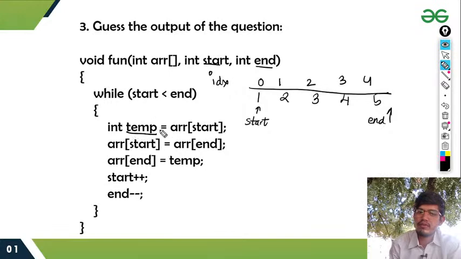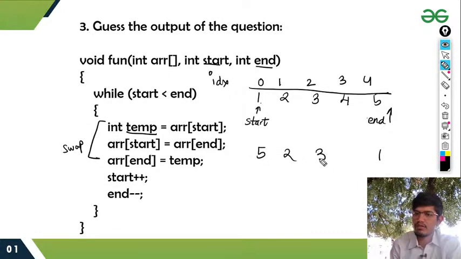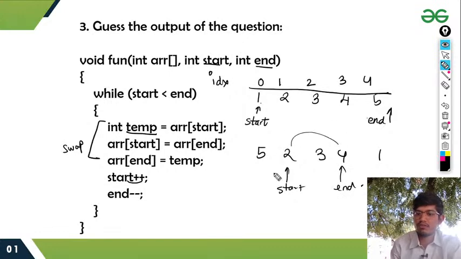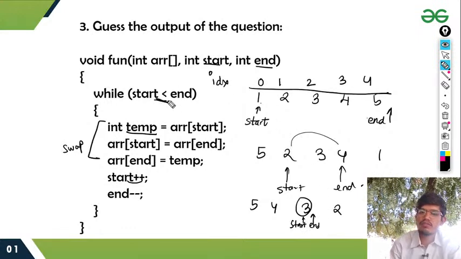Here you can see we are just using this swap function. This is basically swapping. So this will be swapped with this, 5 will come here, 1 will keep coming here, and start will be increased, so start will be pointing here, end will be decreased, so end will be decreasing here. Now again this whole thing will be swapped, so we'll get 5 4 3 2 1, start will be pointing here, end will be pointing here. The condition will be false as we got the value.